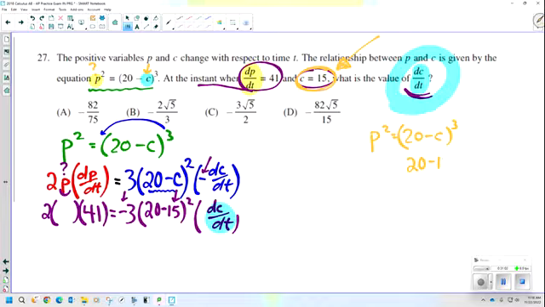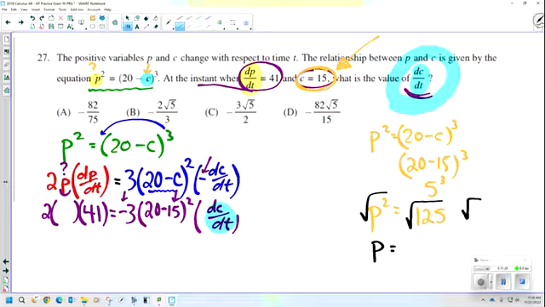So 20 minus 15 cubed, which is 5 cubed, which is 125. P squared equals 125. So let's take the square root of both sides. And I'm going to say that P equals, all right, well, that's the square root of 25 times the square root of 5, which will just give me 5 radical 5.